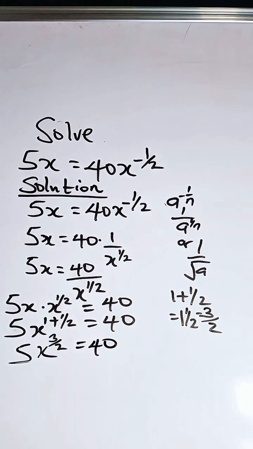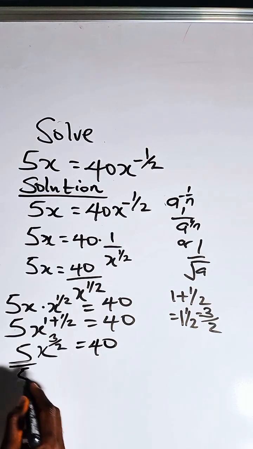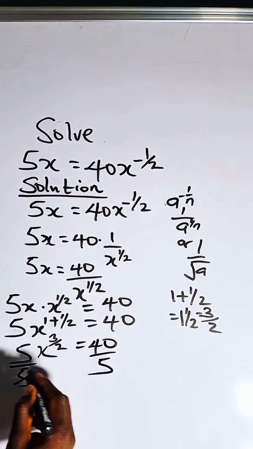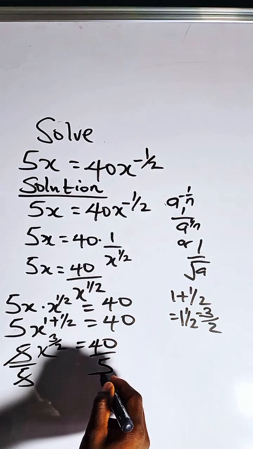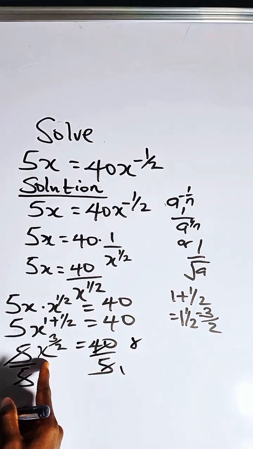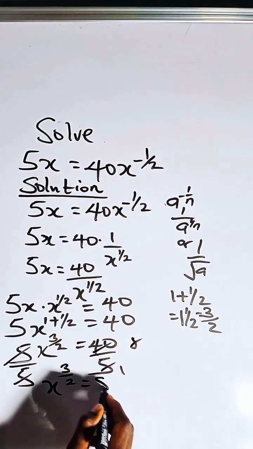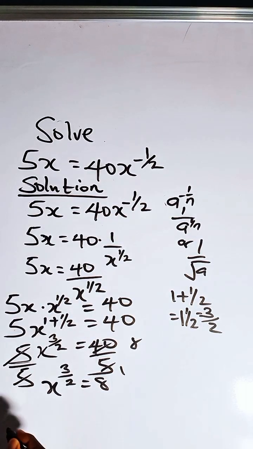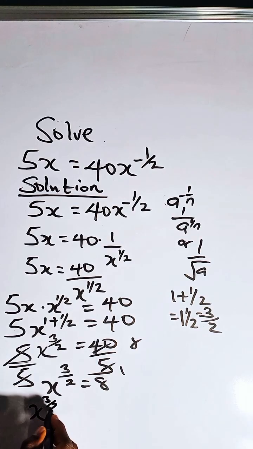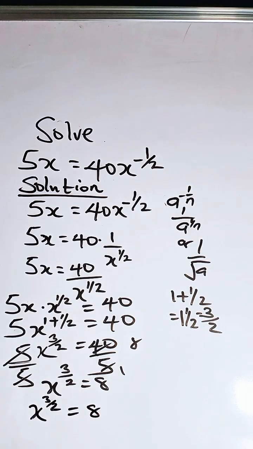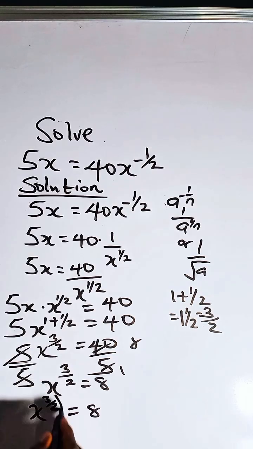So let us isolate this by dividing both sides by 5. When we do this, the 5 is out. So 5 over 5 is 1, and 40 over 5 is 8. So what do we have here? We have x to the power 3 over 2 equals 8. Now let us raise both sides of the equation to the reciprocal of 3 over 2, that is 2 over 3.